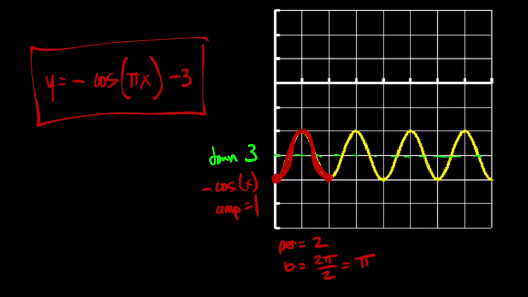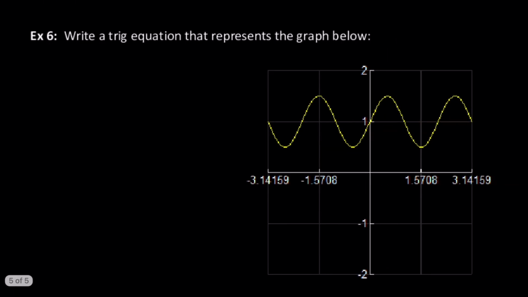So you can see, I think this is a little bit easier than coming up with the graph. Getting the equation from the graph, it's a little bit easier to identify the information. All right, 2 more. Example 6.